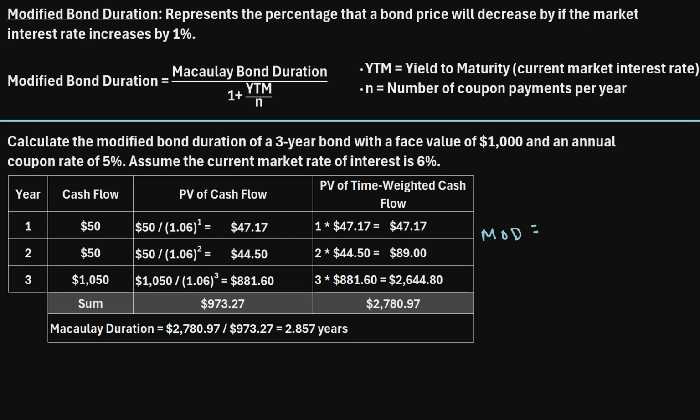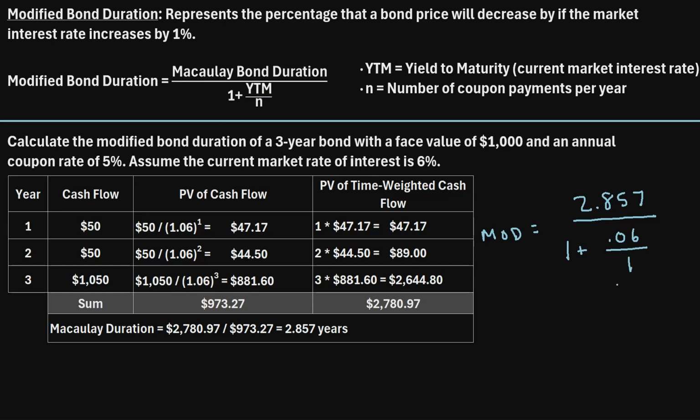Modified bond duration is going to be equal to the Macaulay bond duration, so 2.857 divided by 1 plus, we need to take the yield to maturity, or in other words, the current market interest rate, which we're told is 6%, so we'll say 0.06 as a decimal, divided by N. N is the number of coupon payments per year. So for this bond, we're told it has an annual coupon rate of 5%. So we're receiving this coupon payment, or this interest payment, just once per year, so annually. So N in this case is just going to be a 1.